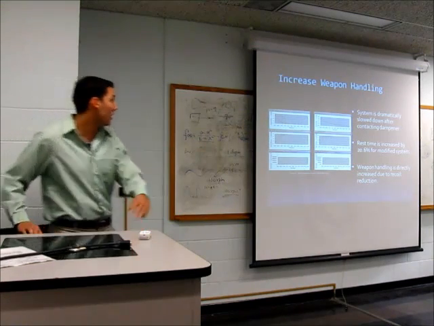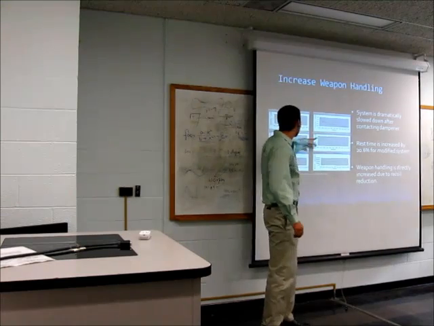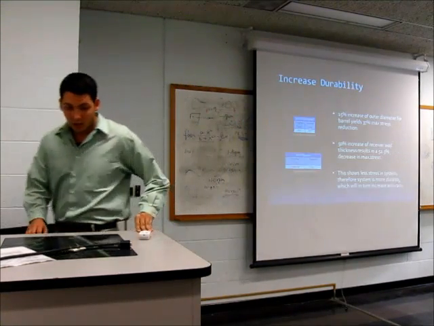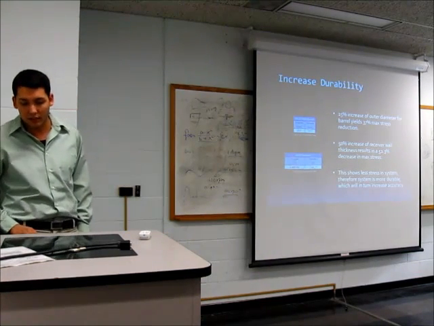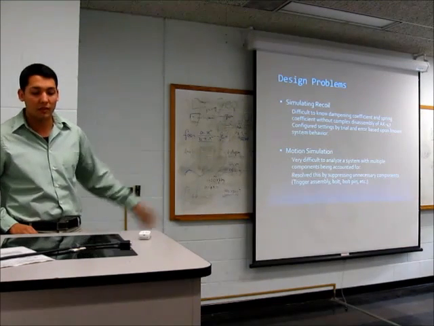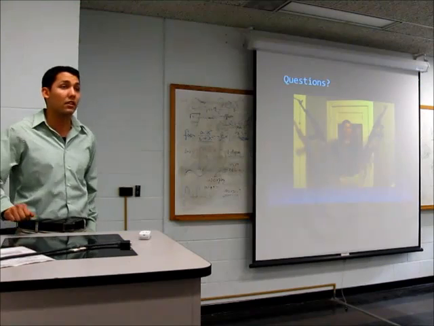Here's just a comparison. You can see here where the rubber dampener hits, so it breaks up the motion. It takes much less time for it to come to rest. Increased durability and reduced the stresses and the max stress in the system. And discussion: simulate the recoil, did the motion simulation, and basically that's it. Any questions?